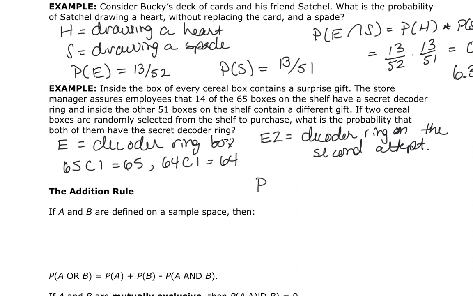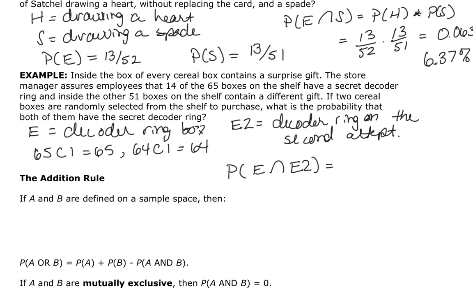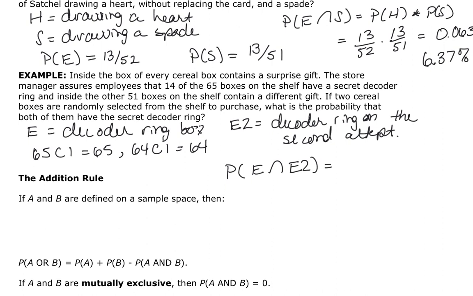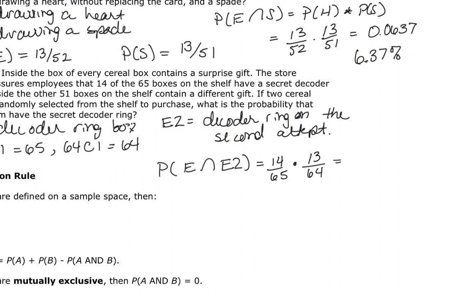So what we're asked to find is the probability of E intersect E2, which for the first go around is the probability of getting 14 out of 65 boxes. The second go around, I'm going to have one less box of the decoder rings, and one less box total. So I end up with an answer of 0.04375. So in other words, I have a 4.4% chance of choosing 2 boxes with a decoder ring, which really is not that great of a chance.